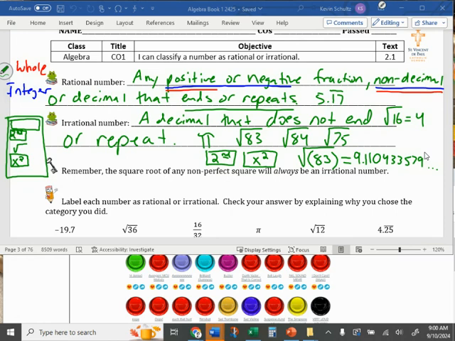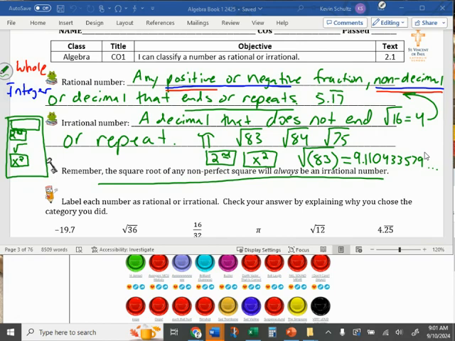So perfect squares, I should put this up here, sorry. Perfect squares are always rational. Non-perfect squares are always irrational. I say that here too. The root of any non-perfect square is always an irrational number. Questions so far?